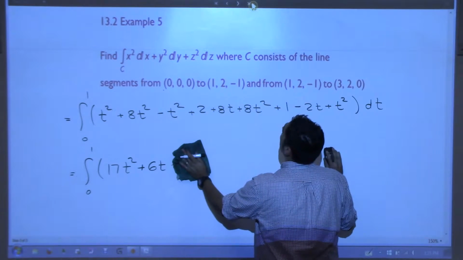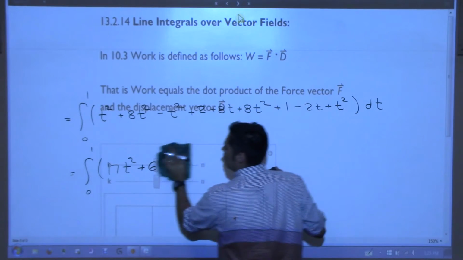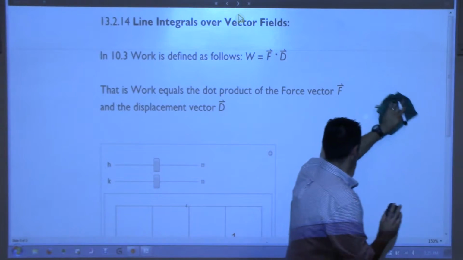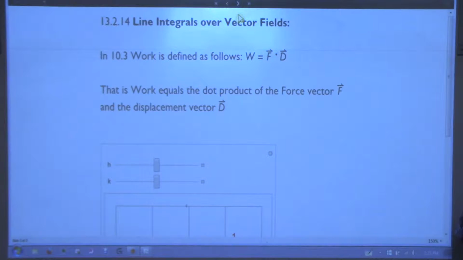All right, let's see what's up next. Remember from an earlier chapter, we talked about work. And this is something you probably did in physics too, if you've taken it. Work is defined to be your force vector dotted with your displacement vector.